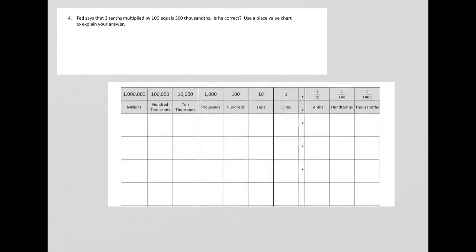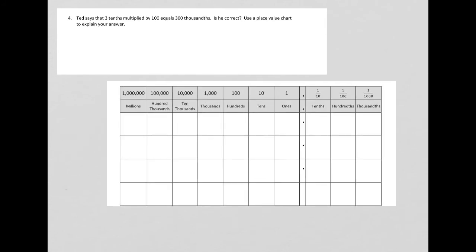Okay, so last one we're going to look at today. Ted says that 3/10 multiplied by 100 equals 30 or 300 thousandths. Is he correct? Use a place value chart to explain your answer. Okay, let me quickly add a place value chart that we can use. You can always draw one out really quickly in your notes as well.